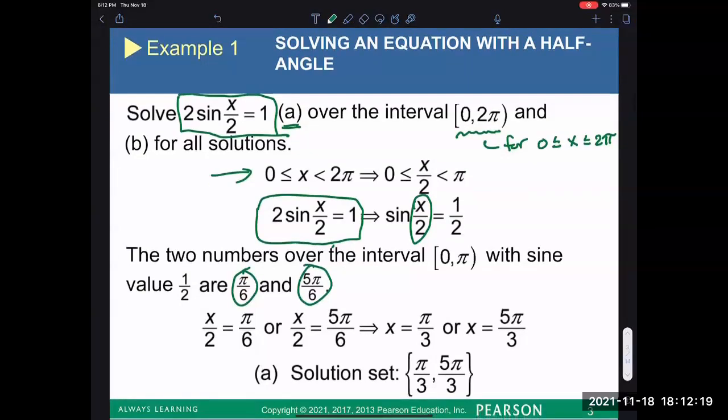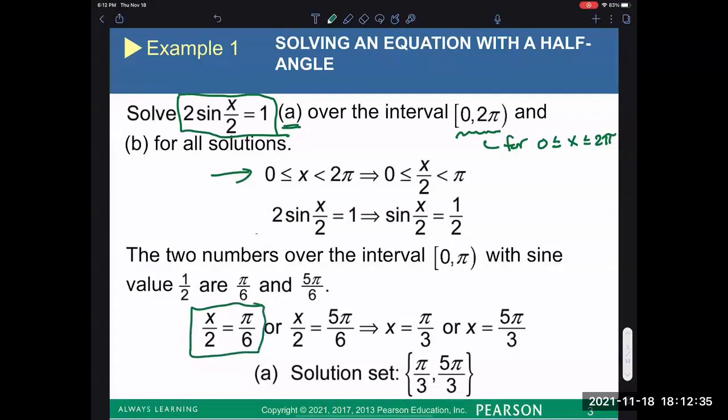But these values are equal not to x, but they're equal to x over 2, because that's what was in the sine function. So what that means is that x over 2 is equal to pi over 6, or x over 2 is equal to 5 pi over 6. In those two circumstances, we can then solve and see what x would need to be. We would multiply both sides by 2 to solve for x. And that leads us to these two possibilities, that x itself is equal to pi over 3 or 5 pi over 3.